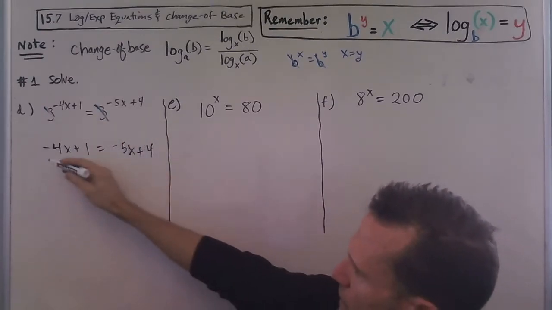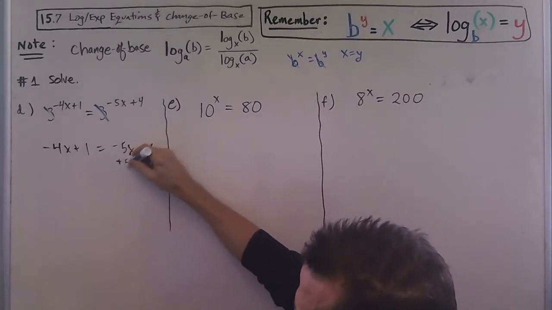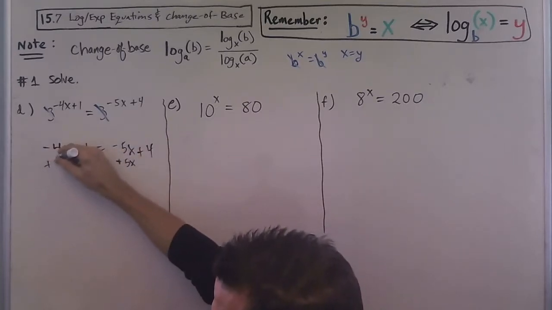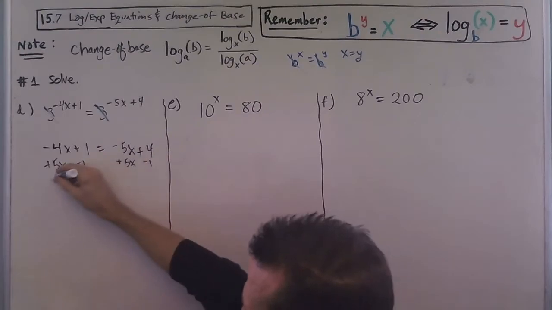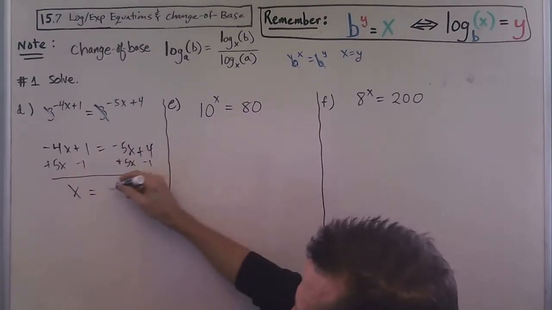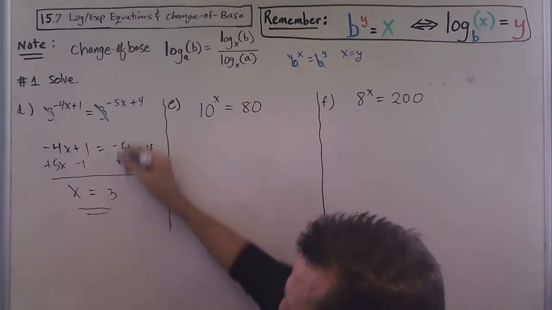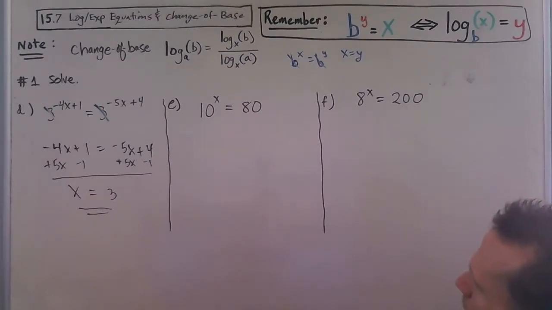And then I'm going to collect my x's on the right side, so I'm going to add 5x here. Add 5x. This is kind of just old school solving here. Subtract 1. I get x is equal to 3. Okay. And you can test this out. It'll work.